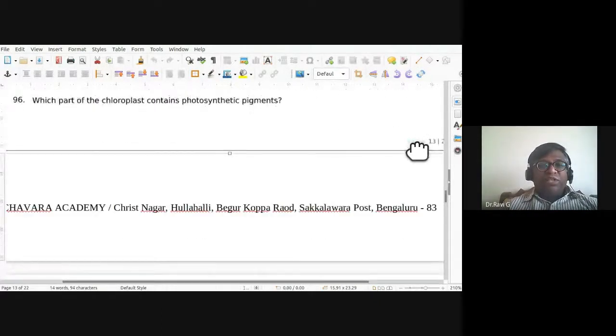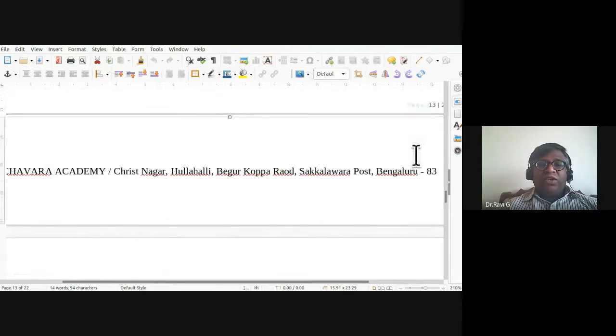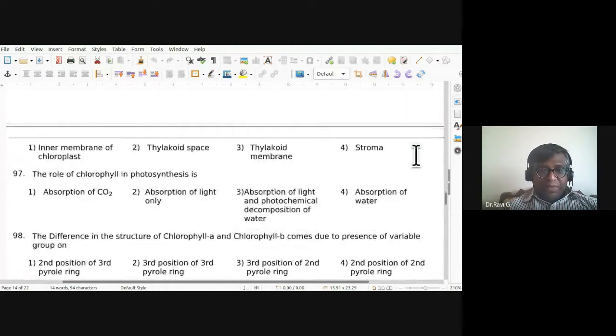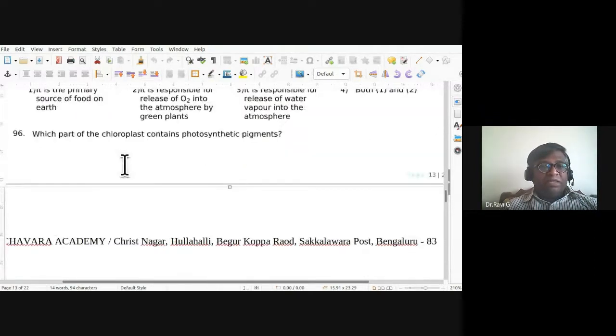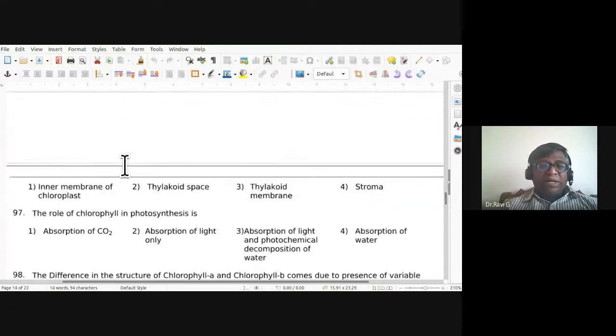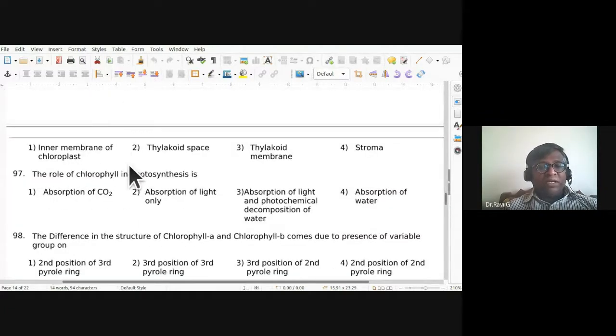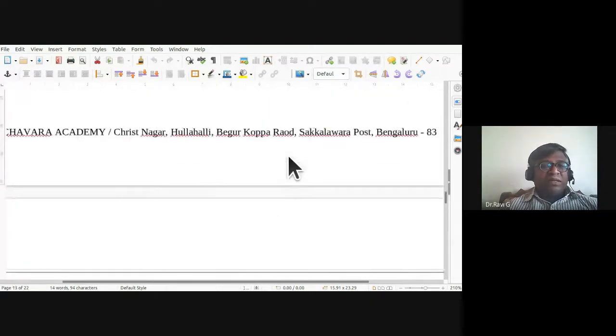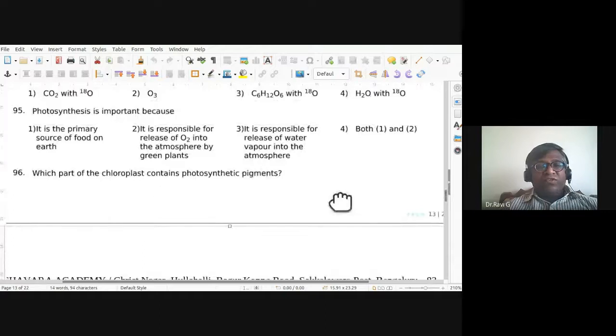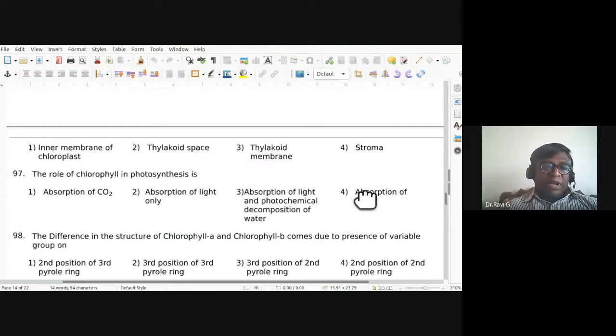96, which part of the chloroplast contains photosynthetic pigments? Is it the inner membrane of chloroplast, the thylakoid space, the thylakoid membrane, or the stroma? The answer is it is present on the thylakoid membrane. So the chloroplast contains photosynthetic pigments on the membrane of the thylakoid.